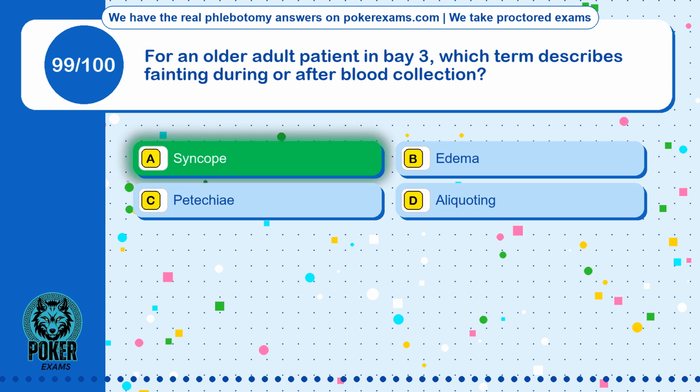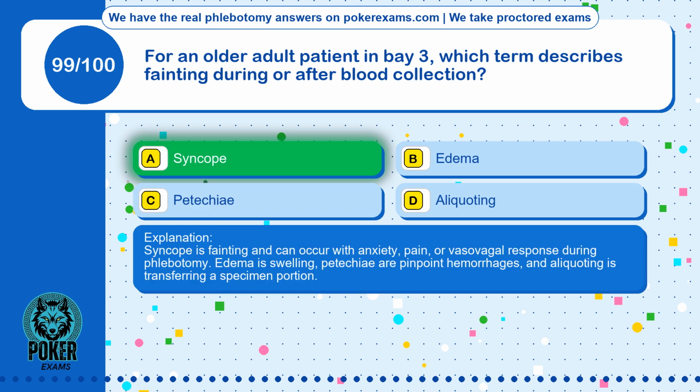The correct answer is option A. Syncope. Syncope is fainting and can occur with anxiety, pain, or vasovagal response during phlebotomy. Edema is swelling, petechiae are pinpoint hemorrhages, and aliquoting is transferring a specimen portion.